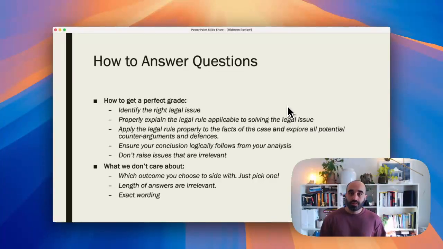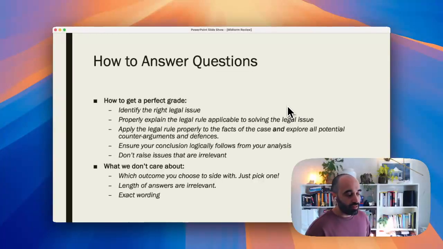Lastly, you want to make sure that your conclusion is actually logically following from your argument. So for example, if you conclude that the standard of care was not breached, but in your conclusion you say that there is likely to be negligence, that does not logically follow, right? So you want to make sure that your conclusion is actually following from your analysis.